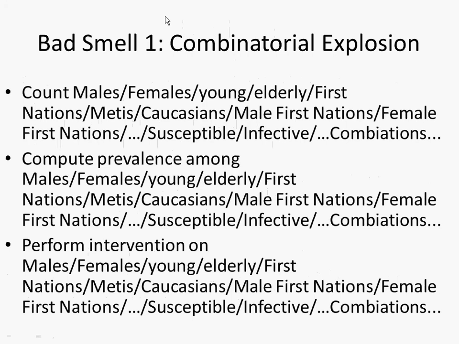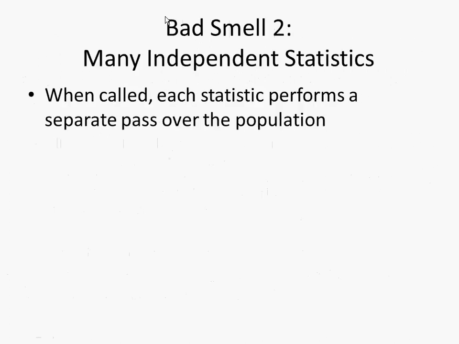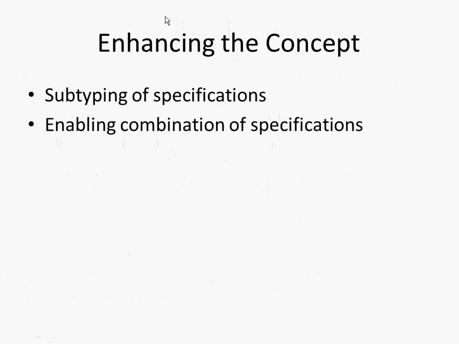To address this issue, to move away from a combinatorial explosion of different categories, and to move away from this issue of slow computation, okay? It's to use something called specifications. And the idea builds on what we talked about last class, and we alluded to the class before that, which is this notion of subtyping.